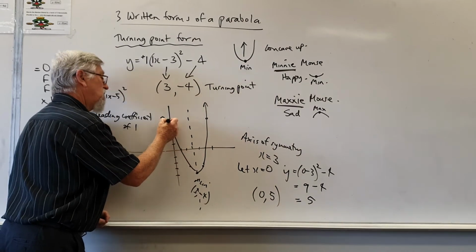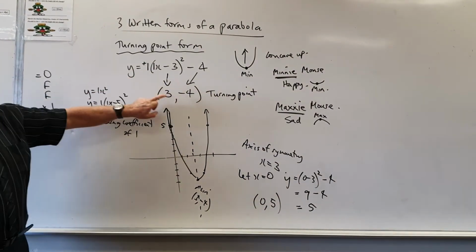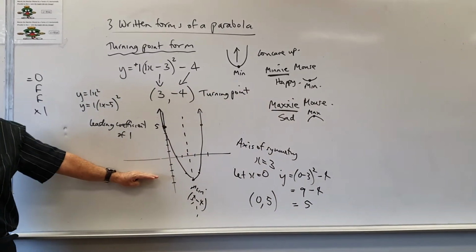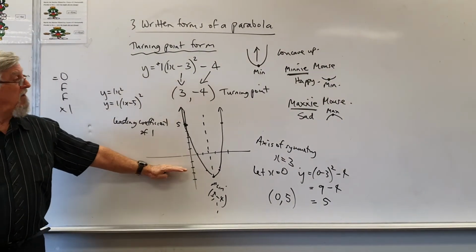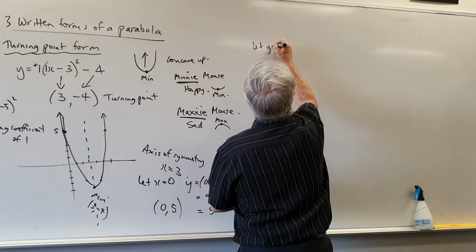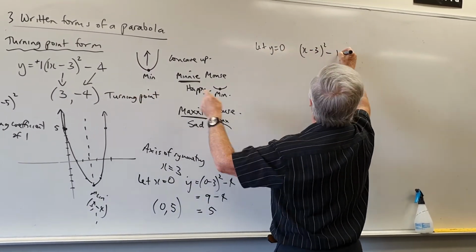The advantage of writing it in this form, it tells you the turning point, and it tells you the axis of symmetry. What we haven't got at this stage is the x-intercepts. Yeah, let's go for it. So if I let y equal 0, I will have (x minus 3) squared minus 4 equals 0.